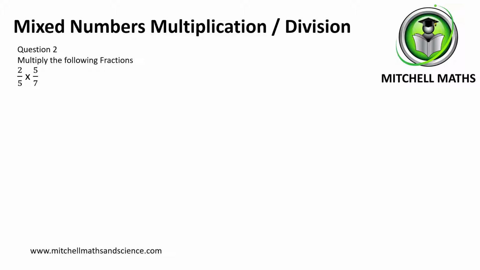So the first one is just simply multiplying the fractions. We've got 2/5 times 5/7. And when you multiply fractions, you can just simply multiply the top and multiply the bottom. Well, 2 times 5 is 10, so that gives us 10 over 5 times 7 is 35. And we'd probably want to simplify our answer. Well, 10 and 35 are both divisible by 5, so we can divide top and bottom by 5. And that'll give us 2 over 7.